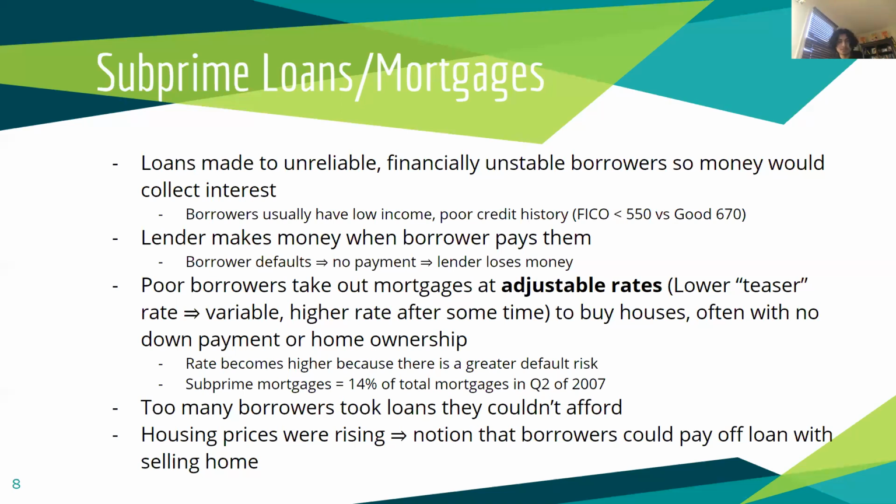So basically, too many borrowers took loans that they simply could not afford. And because housing prices were rising so quickly up to 2007, they were able to refinance, and they could also pay off their loan by selling their home. But once those homes stopped rising in value, they could no longer refinance and started defaulting on their loans.